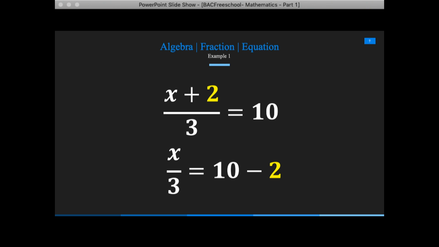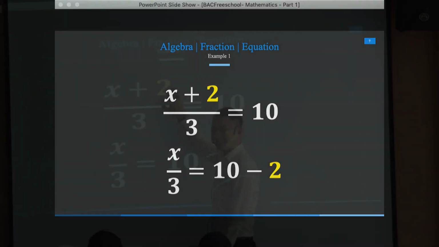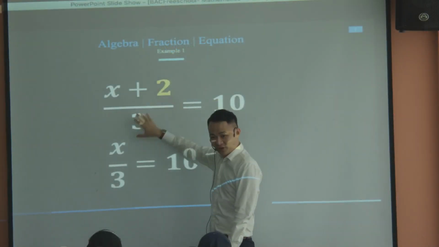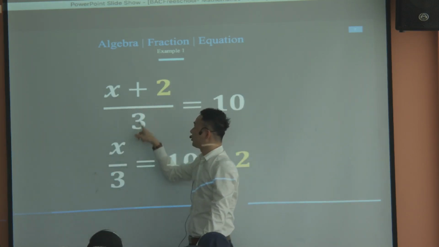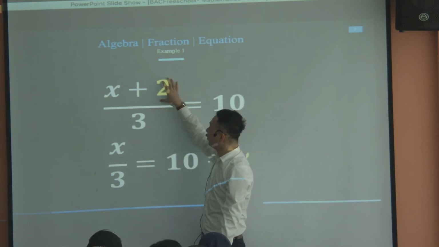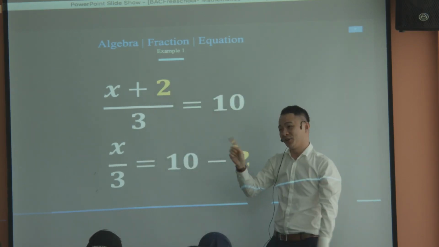Or, okay, because this 2 over here is not actually the value is 2. If you see carefully, this value actually is 2 over 3, because I can separate into 2 parts, right? X over 3 plus 2 over 3. So when you move this 2 to the other side, you cannot move.